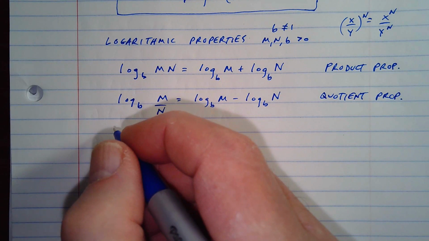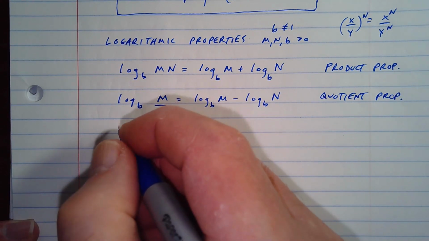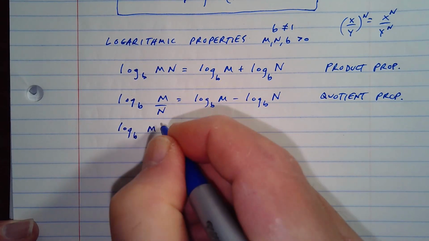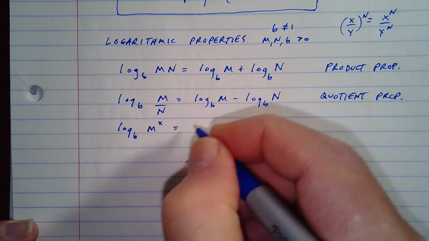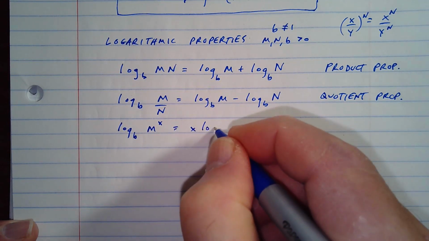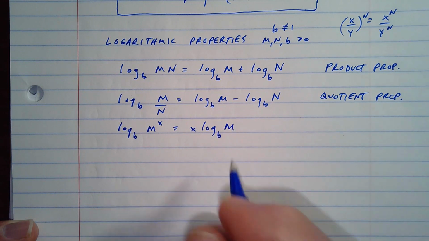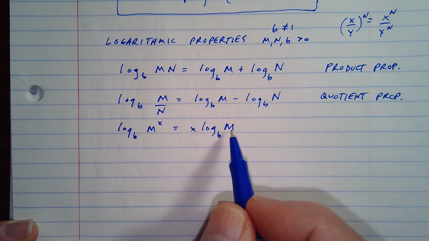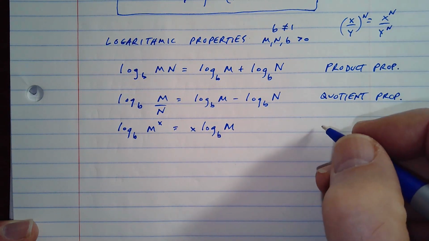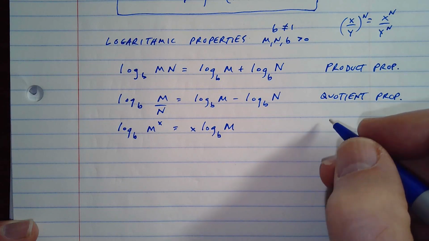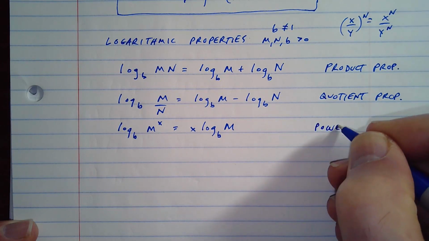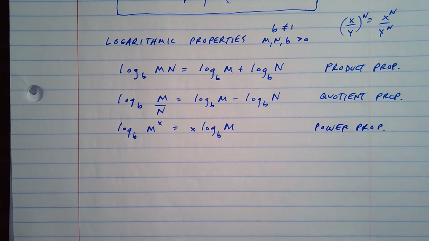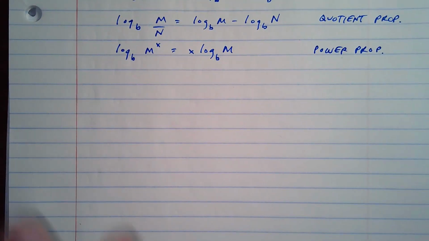And then the last one here, maybe the most useful when we start working with equations, is the power property. If I have m raised to the x power, I can rewrite that as x log base b of m. Notice the x, the exponent, now is down on the regular level with the other numbers. That's particularly helpful when we're solving equations. That comes in the next lesson. And this we'll just call the properties.